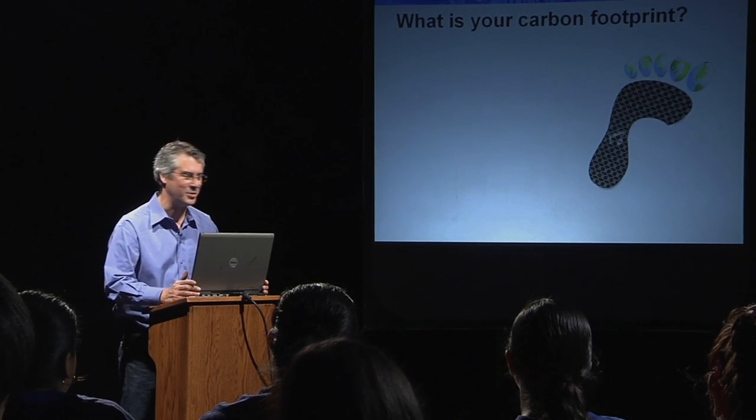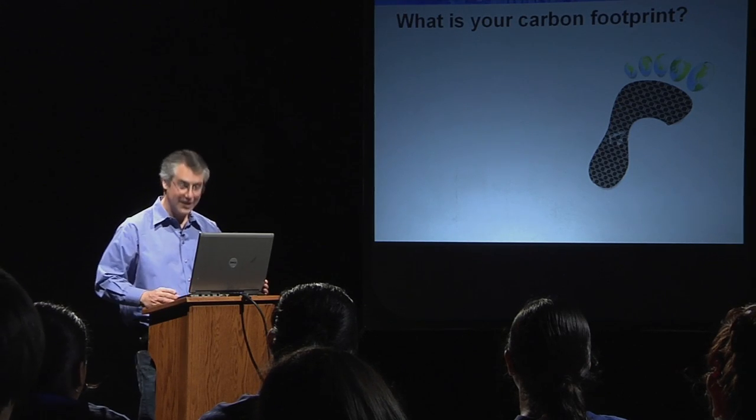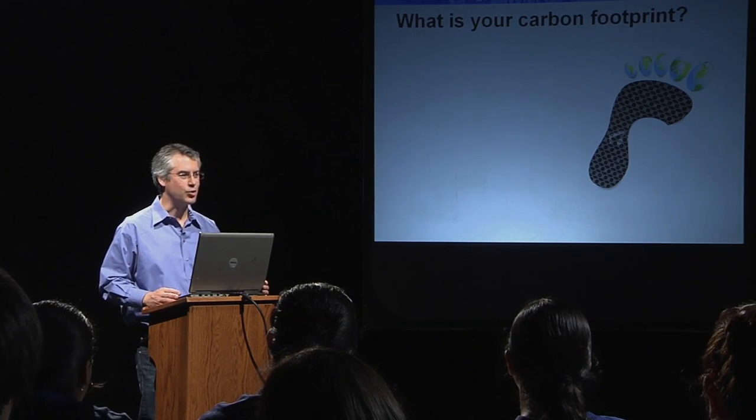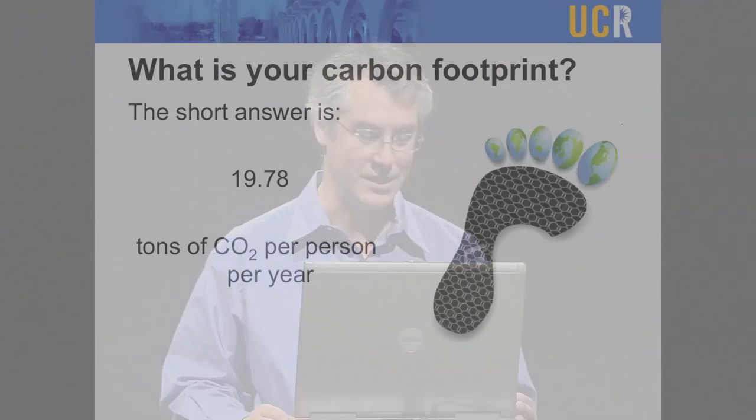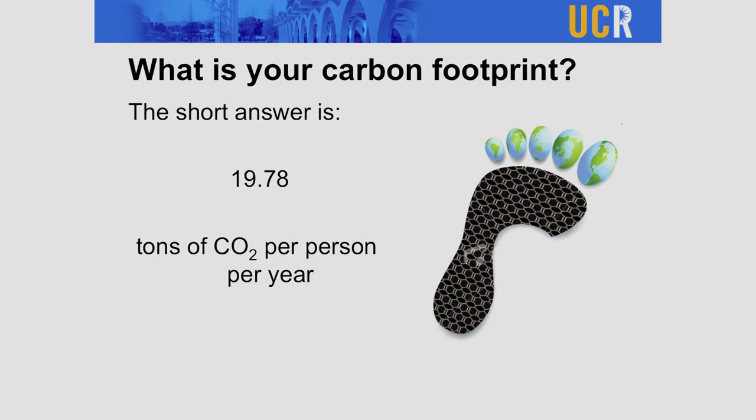Okay, so what is your carbon footprint? This is the question of the talk, so we need to get to this. Well, like many questions, there's a short answer and a long answer. Okay, so people often want to hear what the short answer is. What's the simple answer? Well, the simple answer is 19.78 tons of CO2 per person per year. Okay, and this is very easy to look up. You can look up for different countries how much carbon they produce to the atmosphere, the carbon footprints of entire countries. You can divide that by the number of people living in a country. So divided by all of us, each of our share mathematically is 19.78. Okay, so there's our number.